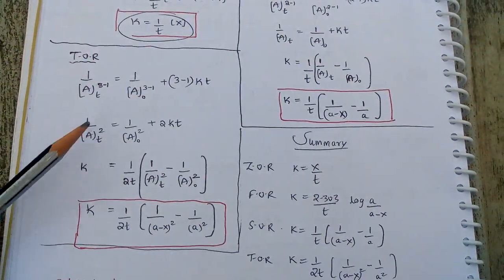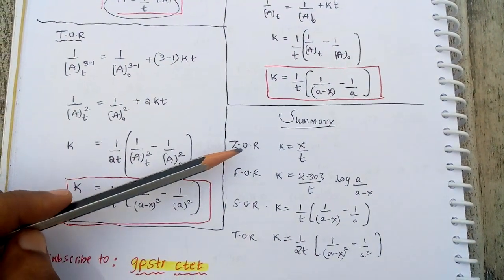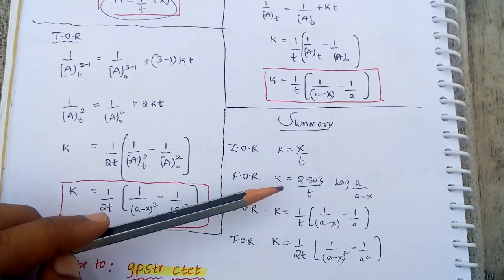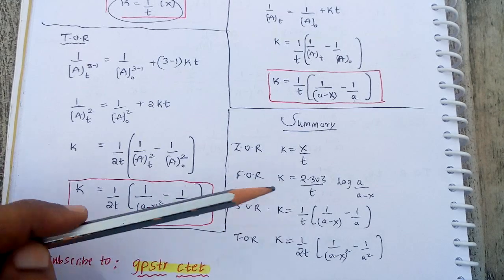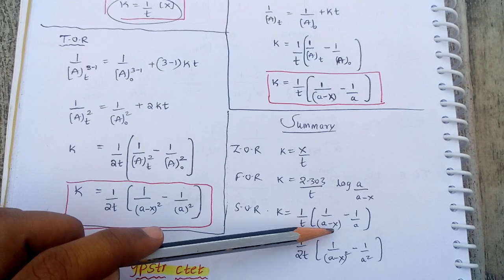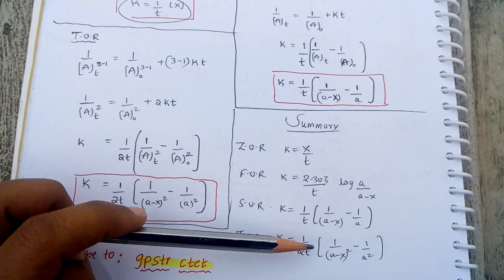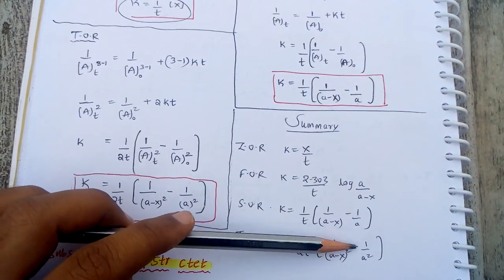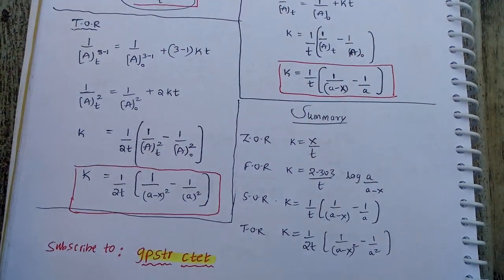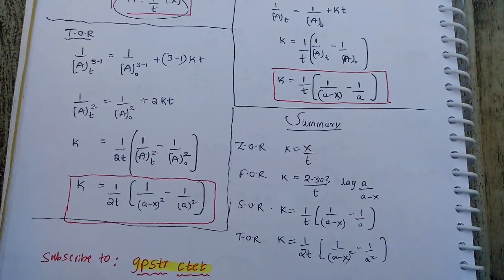For a third order reaction also, simply substituting n value 3, you will get like this. In summary, for a zero order reaction, rate constant K is equal to x by t. For first order, K is equal to 2.303 by t log a divided by a minus x. For second order reaction, K is equal to 1 by t (1 divided by a minus x minus 1 by a). For third order reaction, K is equal to 1 by 2t (1 by (a minus x) squared minus 1 by a squared). Friends, in tomorrow's video I will upload the graphs related to first order, second order, third order reactions.